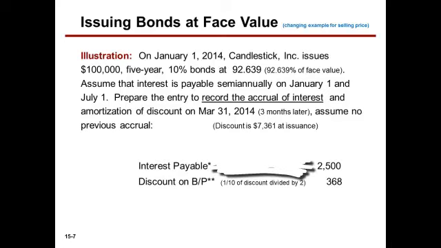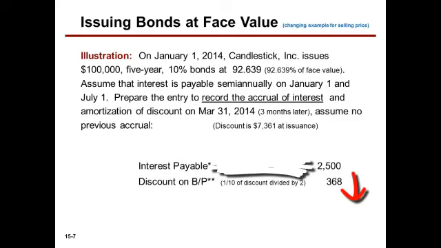Interest payable, credit, $2,500, 3 months' worth. Normal $5,000 every 6 months, one half of that, that's what's earned by bondholders as of March 31st with the issuance of the bonds at January 1st. Discount on bonds payable. We're taking out $368, a credit to discount on bonds payable. Again, normally it's a debit account.